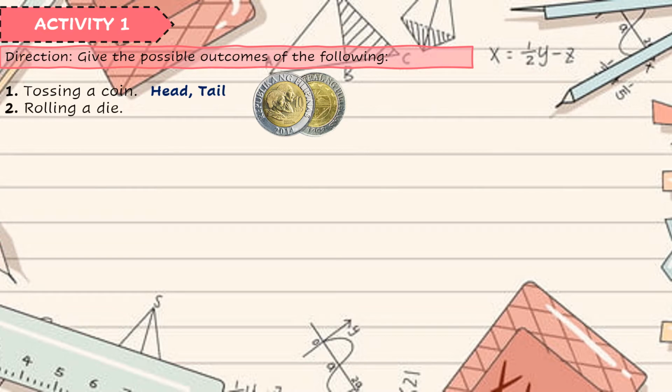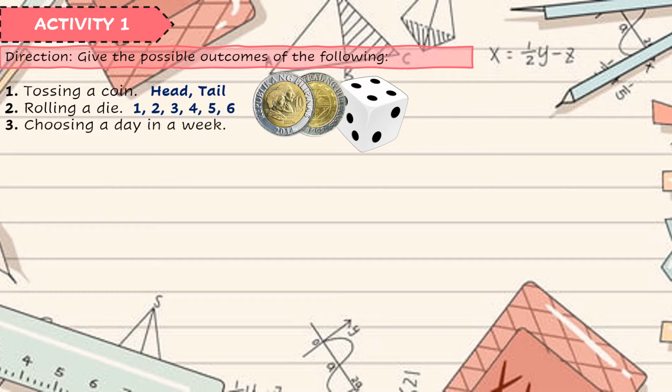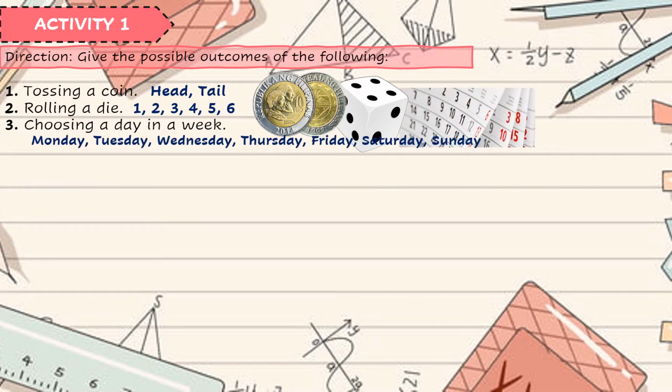Number 2, rolling a die. Ayan, die is a single form for dice. Since a die has 6 faces, numbered 1 to 6, then the possible outcomes are numbers 1 to 6. Number 3, choosing a day in a week. So, ilan ba ang araw sa isang linggo? At ano-ano ang mga araw na ito? Ayan. So, ang sagot ay Monday, Tuesday, Wednesday, Thursday, Friday, Saturday, and Sunday.